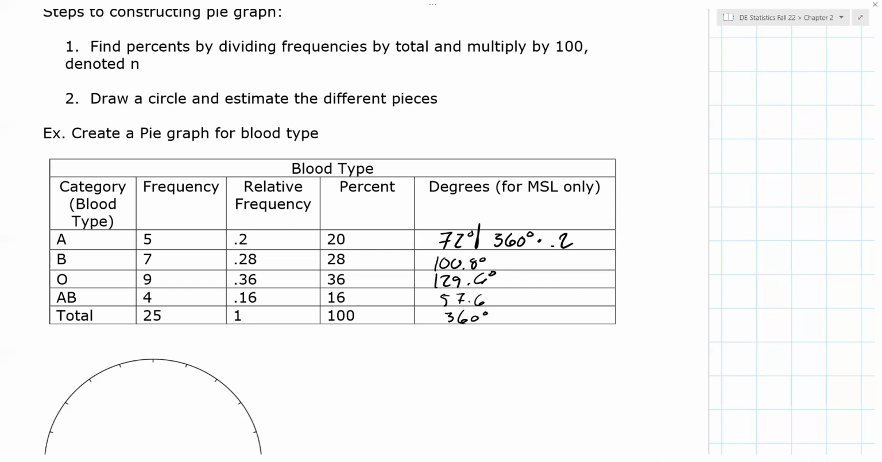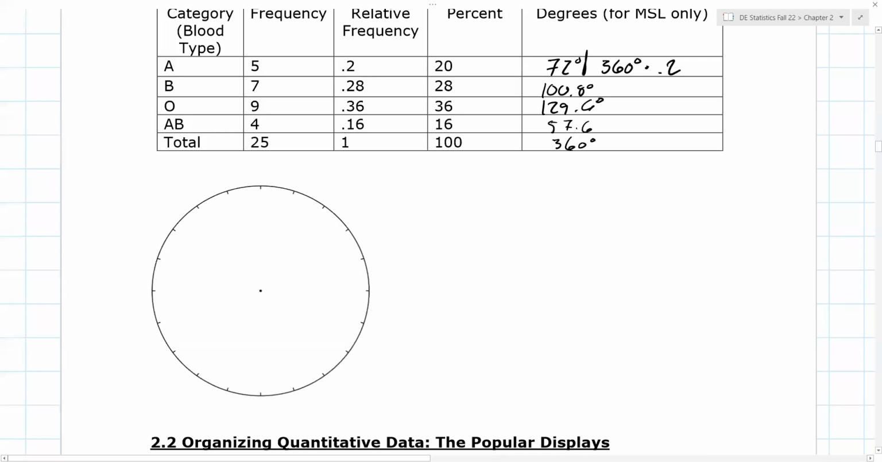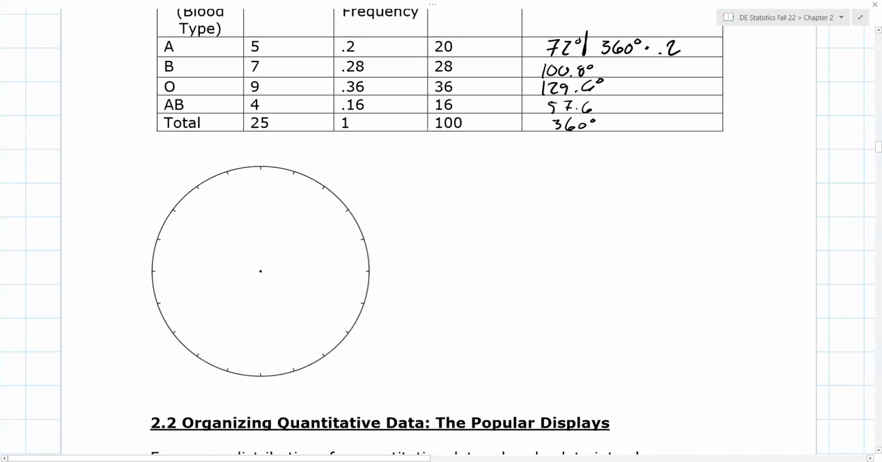Then, once we have that, we go ahead and we actually make our segments. So we have 72 degrees for A. Now, if I go like this, I know that is 90 degrees. Well, I know that type A blood is less than 90 degrees. It's 72 degrees. So I'm going to go like there. That should roughly cover my 72 degrees. And I'm going to put type A in there.